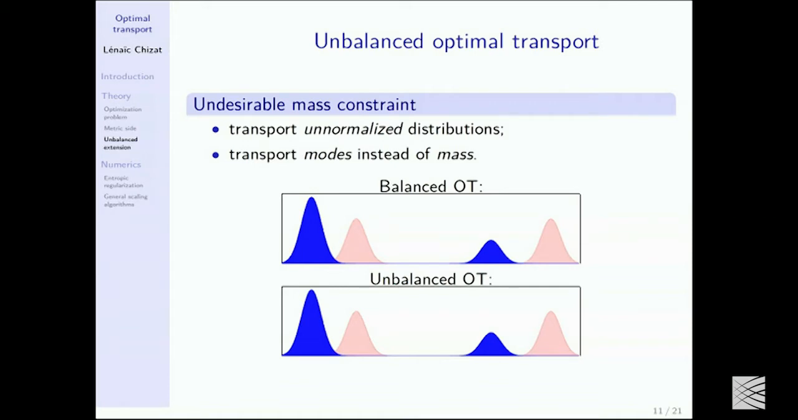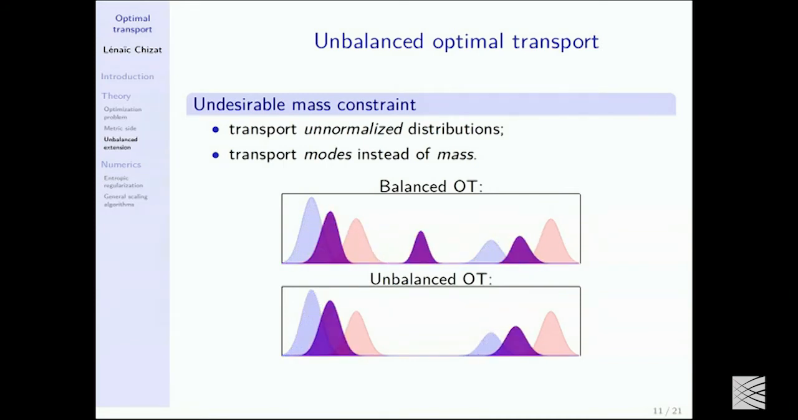So I will show you the kind of behavior that I'm talking about. If you compute the optimal transport interpolation between these two distributions on the line, the blue and the red one, because the bumps don't have the same mass, the mass will be scattered. But the kind of behavior I'd like to obtain in some applications is maybe something like that.